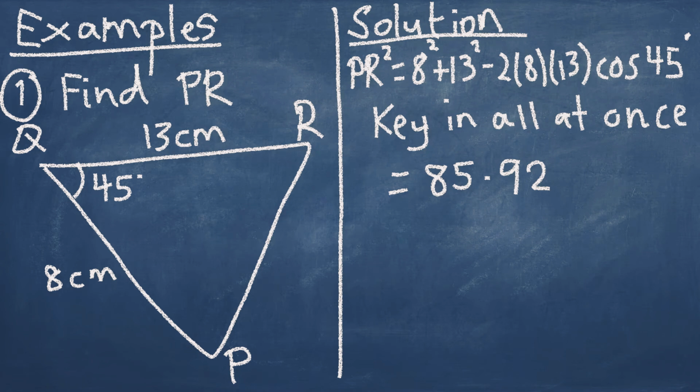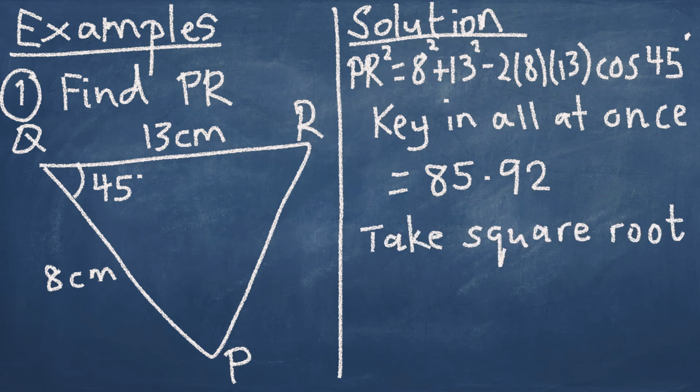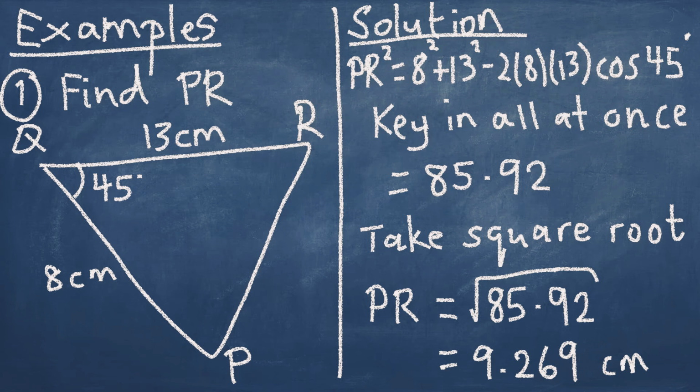So you just have to key in all the values in one go. You take your calculator and key in everything at once, 8 square plus 13 square and so on. So you get 85.92. Because you have PR square as your subject, you bring the square to the other side and take the square root of it. So by taking the square root of 85.92, you should get the final answer, which is 9.269 cm. Always give answers in 4 significant figures, so 9.269 cm will be the final answer.